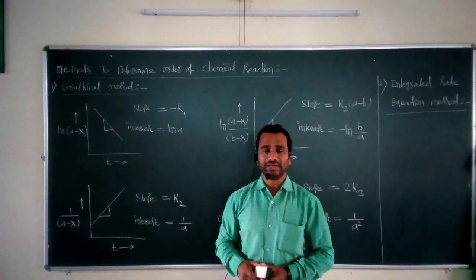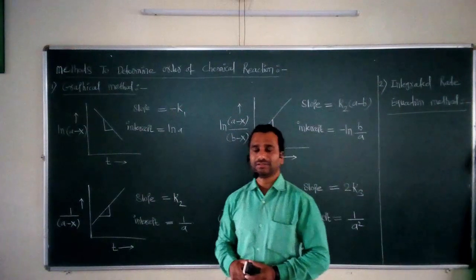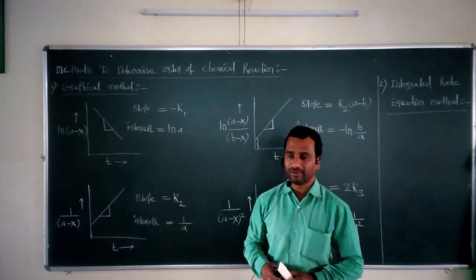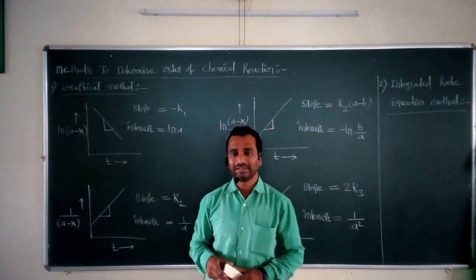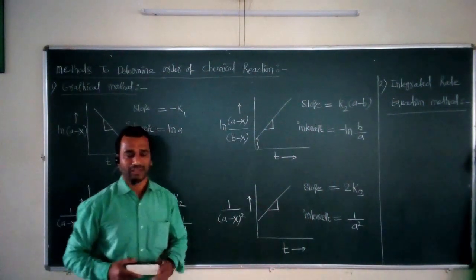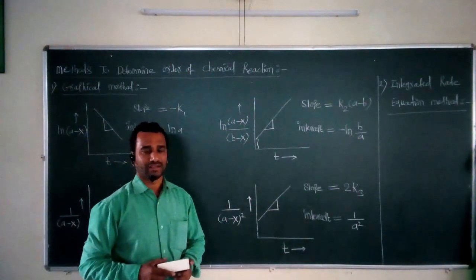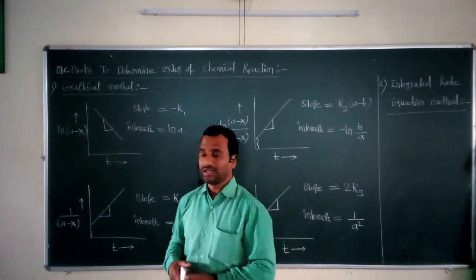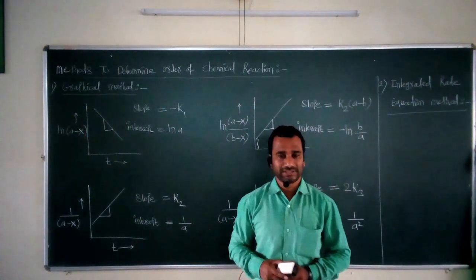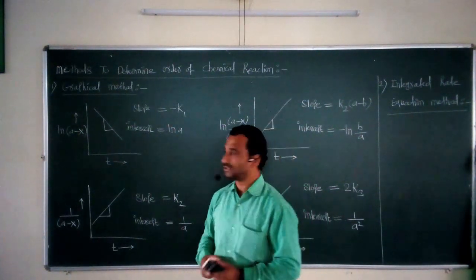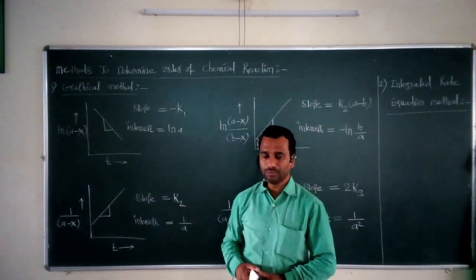So what are the suitable methods for determining the order of a chemical reaction? In your syllabus, 4 different methods are involved. Among these 4 methods, today we are going to take 2 important methods. The first important method among the 4 is called the graphical method. So this first method we have to discuss now.